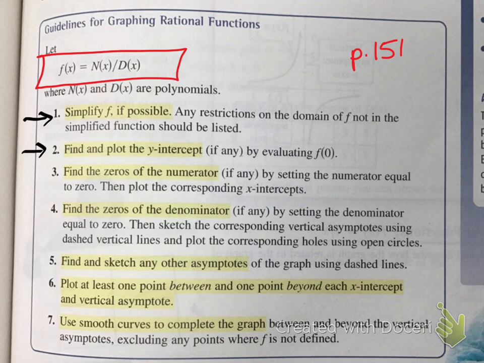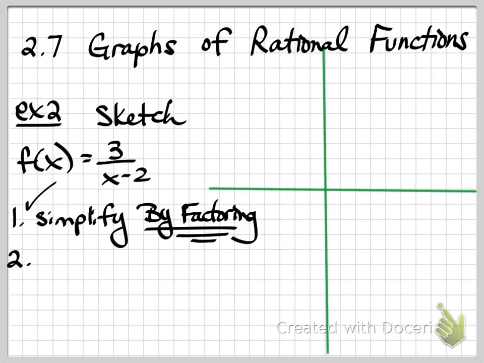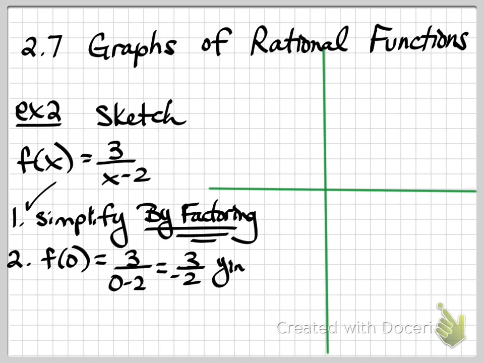Step 2, plot and find the y-intercept, if any, by evaluating f of 0. So they tell us what to do. For step 2, we're going to do f of 0, which means we'll plug a 0 in for the x of our function, and we get negative 3/2. Step 2 said that was the y-intercept. So let's go right to the y-axis and put a point at negative 1.5, negative 3/2.